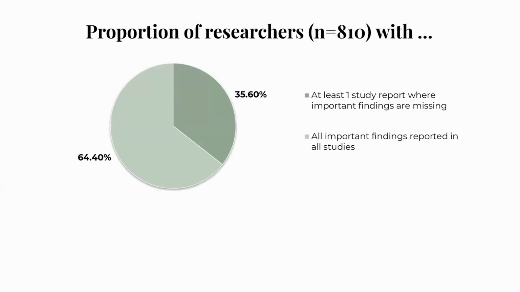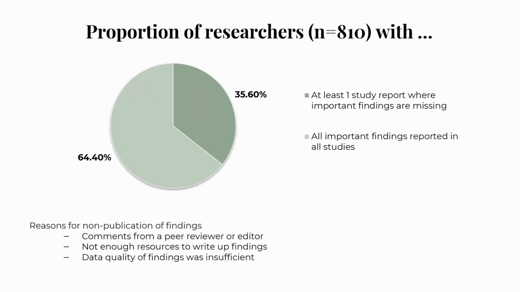Then in the survey, we also inquired about the non-dissemination of individual findings, because this seems problematic in that entire issue as well. And around 1/3 said that they had at least one qualitative study where important findings were missing. Reasons for the non-publication of findings were said to be comments from a peer reviewer or editor, not enough resources to write up the findings, or data quality of the findings was seen to be insufficient.